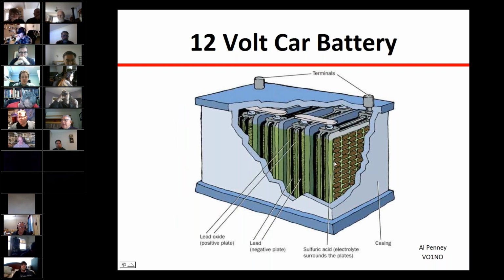Now, a 12-volt car battery is actually 6 cells. 1, 2, 3, 4, and there'll be 2 more down here, okay? And they're arranged in series. Each one of them generates about 2.1 volts, but as we're going to see in a moment, you put them in series and they'll produce a total of 12.6 volts.